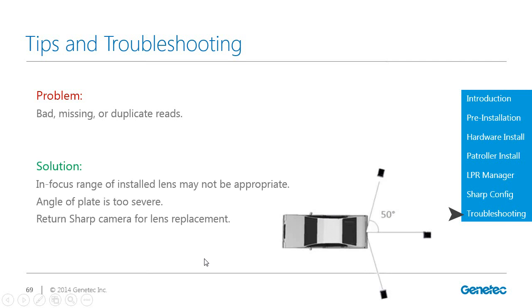So you either need to adjust the camera to a different angle that uses the correct in-focus range, or the camera may have to be returned, and you may have to get a different lens put in. Now, the different lens isn't something that can be installed in the field, as there is an intensive testing and calibration process that is done by our production team.